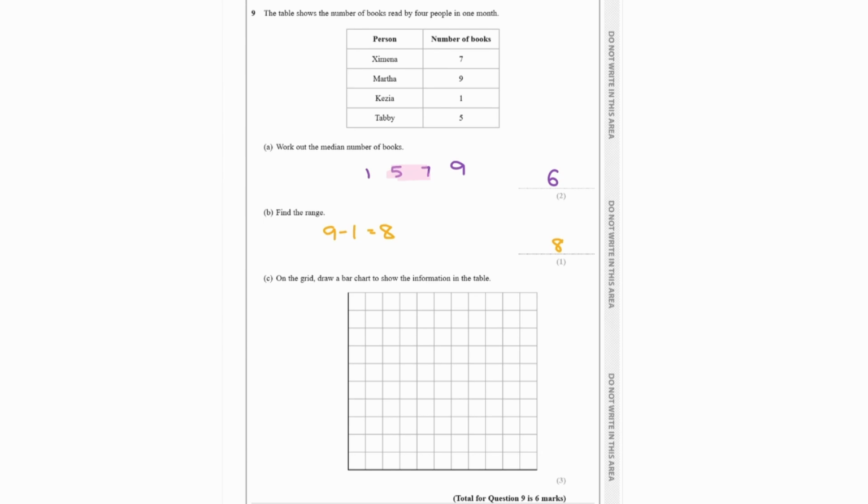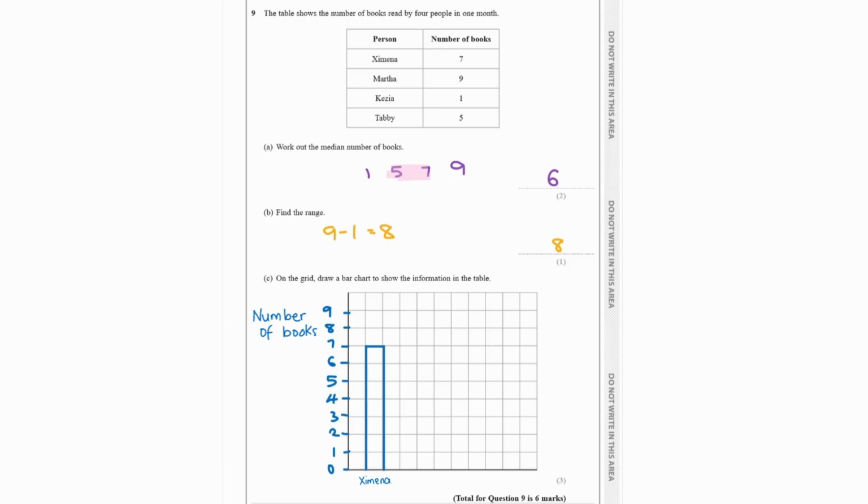So the first thing is that on the y-axis, we will put in the number of books, and on the x-axis, we will label each bar to show which person it corresponds to. The first person is Ximena, and she has read 7 books, so we can draw a bar going up to 7 and label it Ximena.